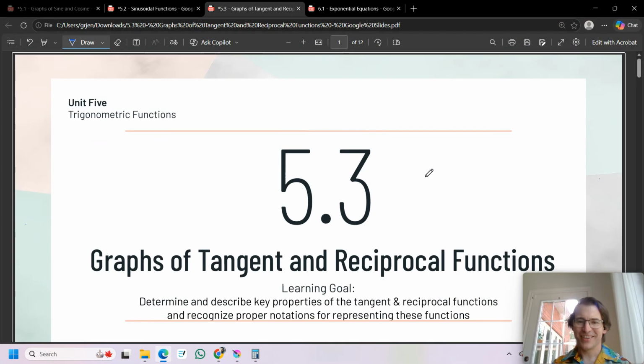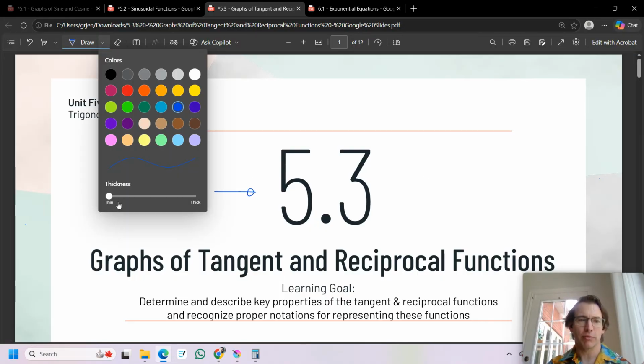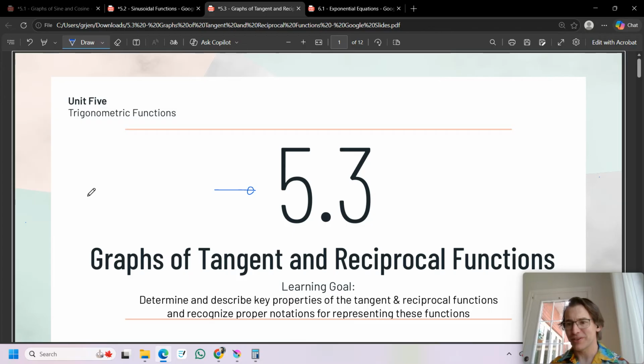Well, hi there. Thanks so much for showing up for your math learning. It's Mr. Jennings, and we are looking at graphing tangent and reciprocal trigonometric functions.